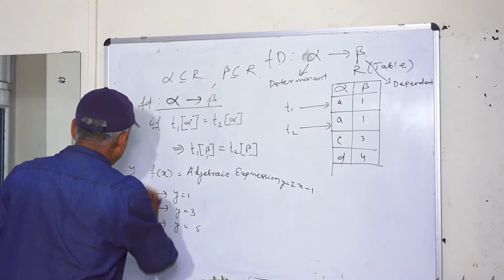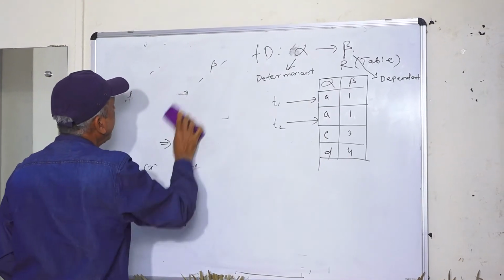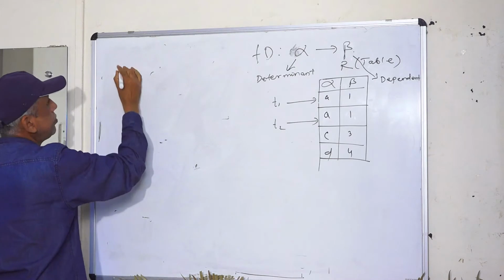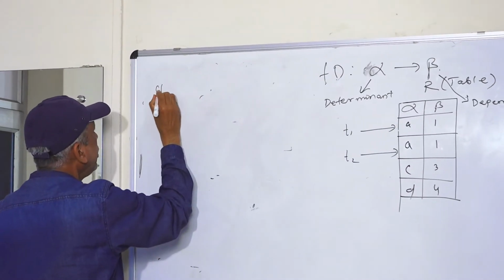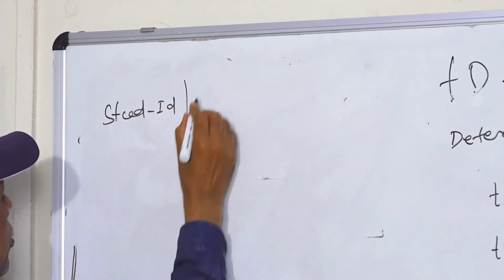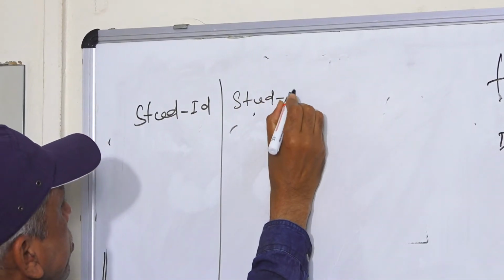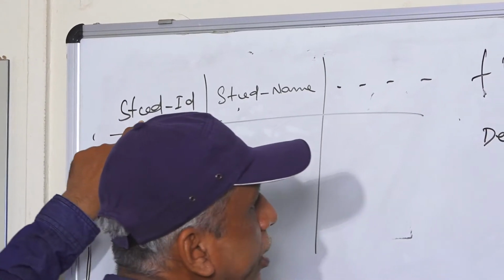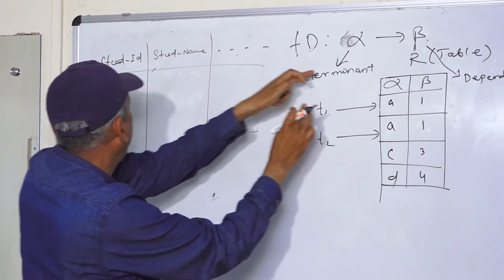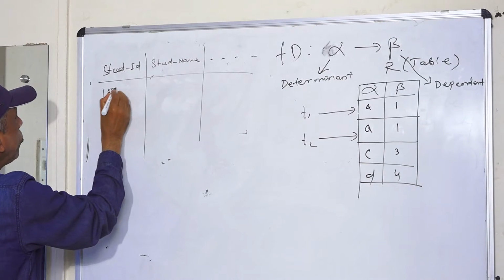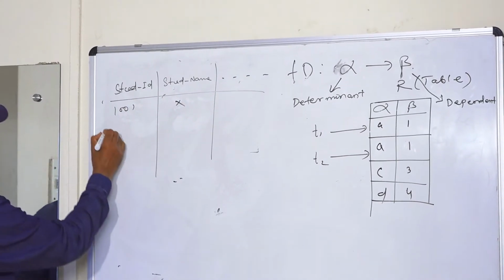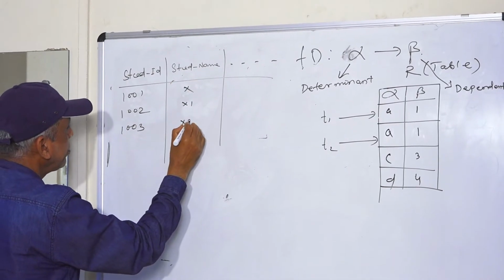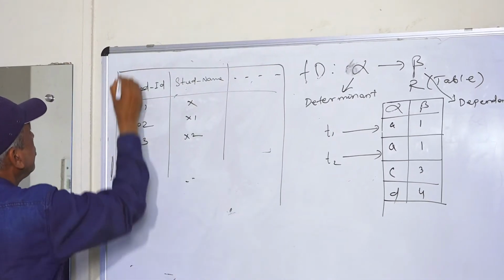From the practical point of view, in the real world, suppose in your student database file there is a table. I will consider these two attributes: student ID and student name. Suppose alpha means student ID and beta means student name. There are a number of attributes. Student ID 1001, name is suppose X. 1002, name is X1. 1003, name of the student is suppose X2. Now this relation or table is called a student table.